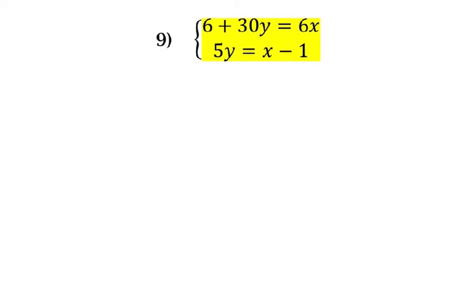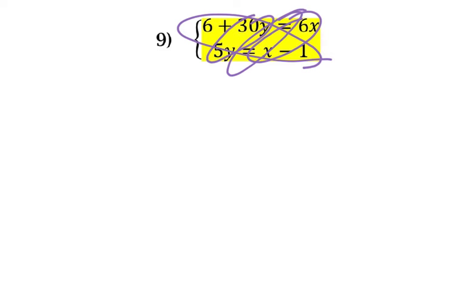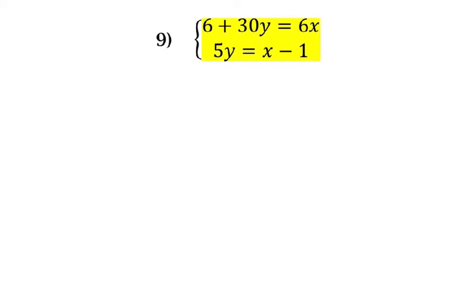So looking at number 9, before you get too excited about changing things to be eliminated, you need to notice on this one, notice how things are not lined up. There's your y's, there's your x's, there's your constants, there's your equals. Before you can do anything, all of the things have to be lined up. All the x's, all the y's, all the equal signs, everything. So I'm going to have to rearrange some things.